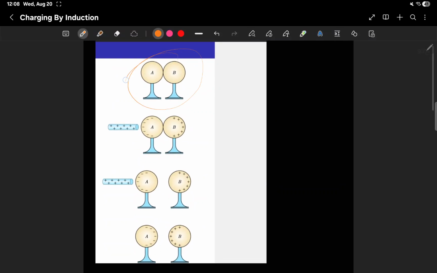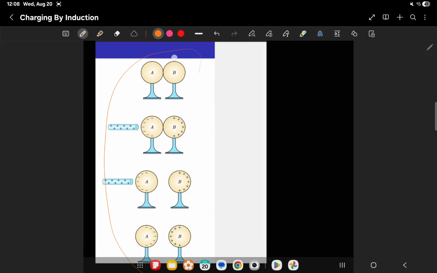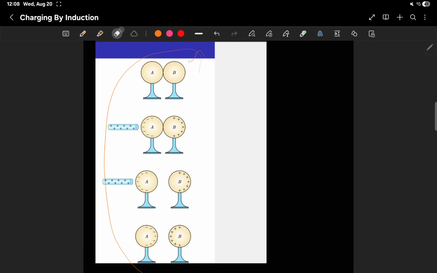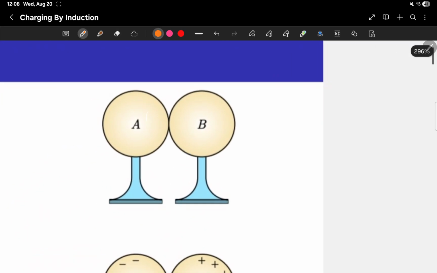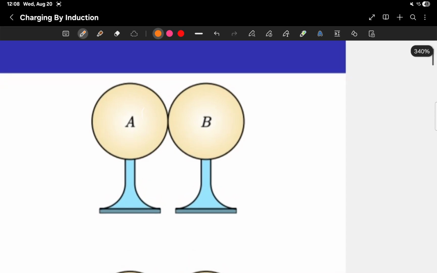So what we have here are two metallic spheres, and we're going to be talking about charging by induction. Now, when we have something metallic, it's really good at either giving away electrons or taking in electrons. Usually, if you look at the periodic table, metals tend to give away electrons.